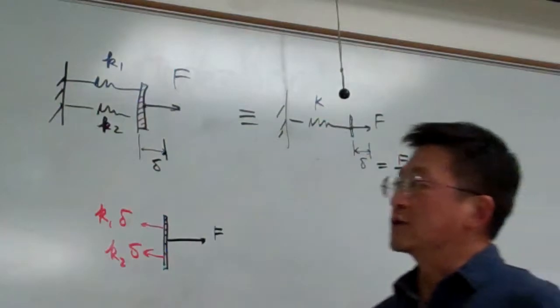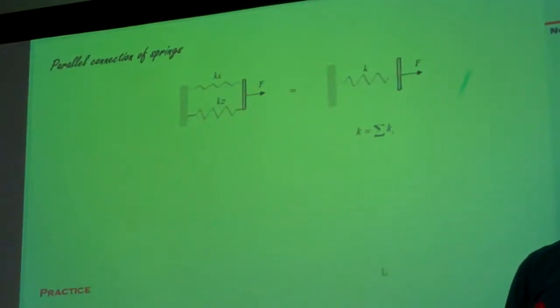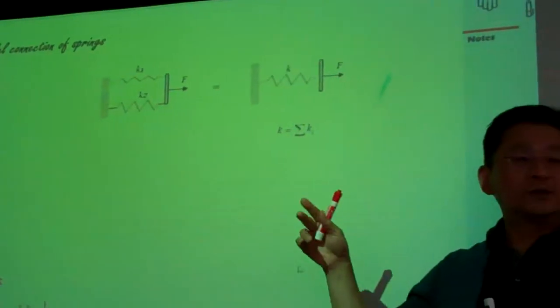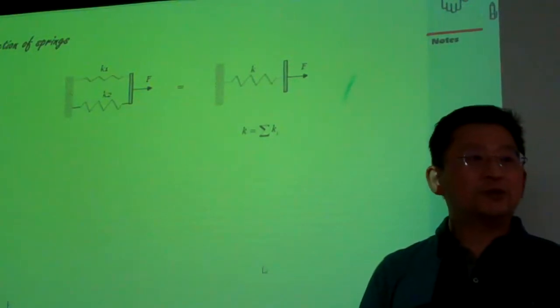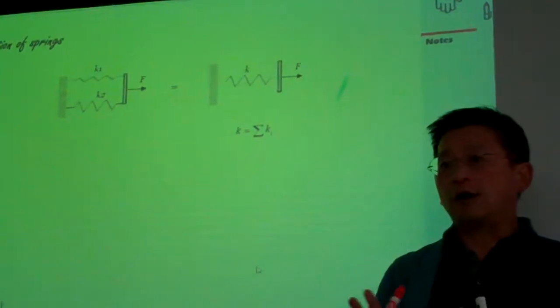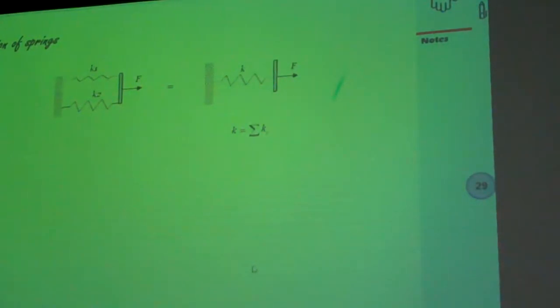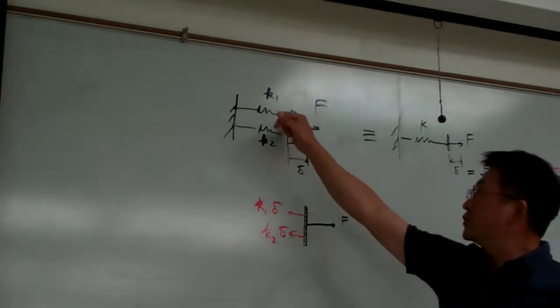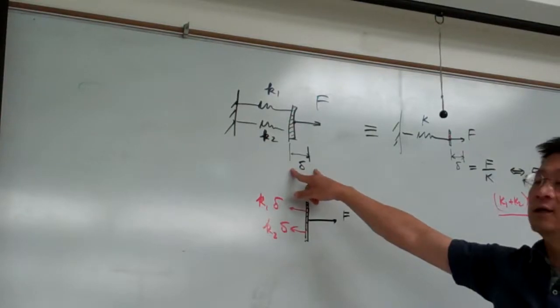Okay. So keep in mind, the feature of two springs in parallel connection is that the two springs deform by the same amount. That is the major characteristic for people to distinguish springs in parallel connections. Again, the major feature is this: the two springs will deform by the same amount. Okay, keep this in mind.